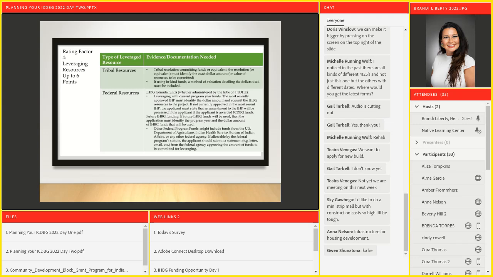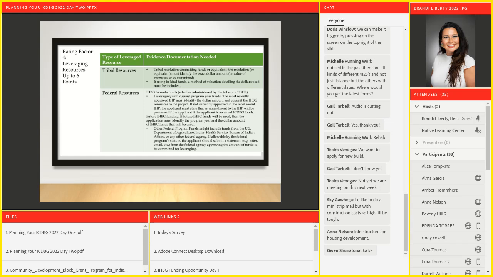So here are just some examples of the evidence and documentation needed depending on the type of leverage that you are utilizing. If you're using tribal resources, you need to have a tribal resolution that is committing the funds or an equivalent. It must identify the exact dollar amount. If you're using in-kind funds, a method of valuation detailing the dollars used must be included.